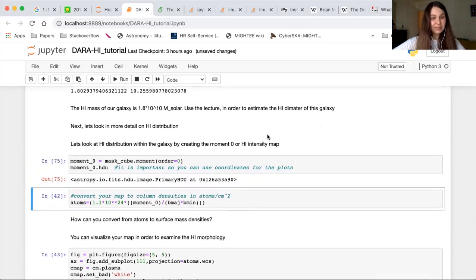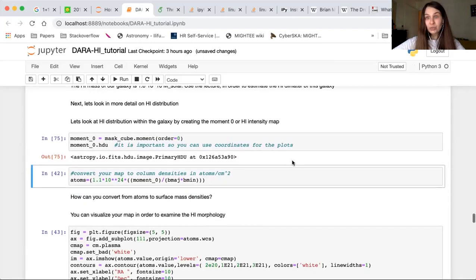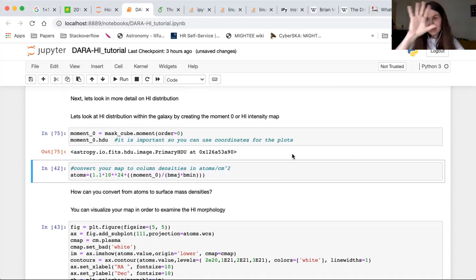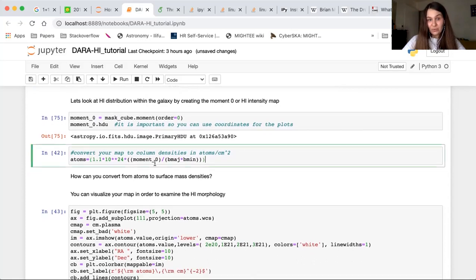So we run it here. And as we discussed in the lecture, usually we discuss the HI intensity not in Jansky, but in atoms per square centimeter. So how many atoms of neutral hydrogen are there in a square centimeter of the galaxy distribution? So we can convert our moment zero map, which is now in Jansky per beam, to atoms per square centimeter using this formula.